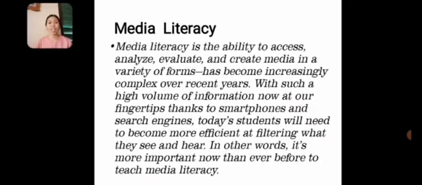Media literacy is the ability to access, analyze, evaluate, and create media in a variety of forms. It has become increasingly complex over recent years. With such a high volume of information now at our fingertips, thanks to smartphones and search engines, today students will need to become more efficient at filtering what they see and hear. In other words, it is more important now than ever before to teach media literacy.